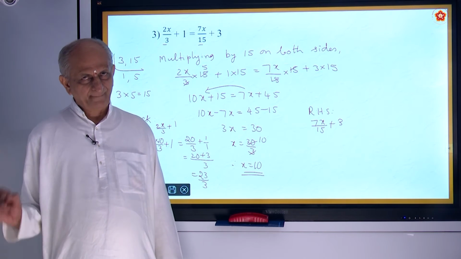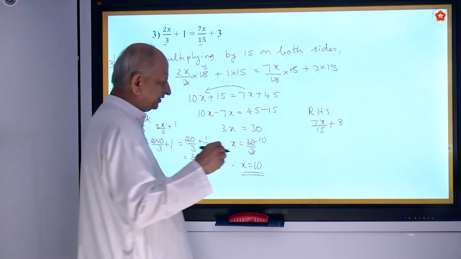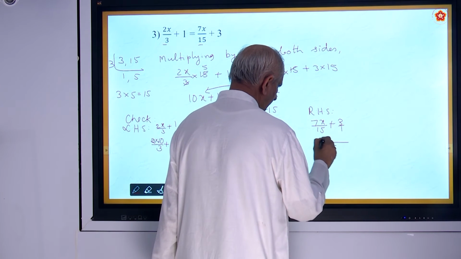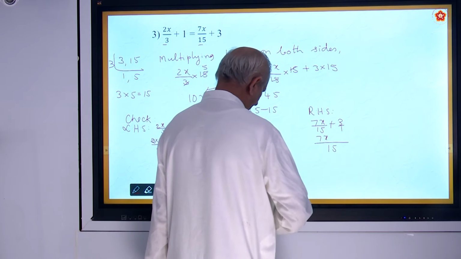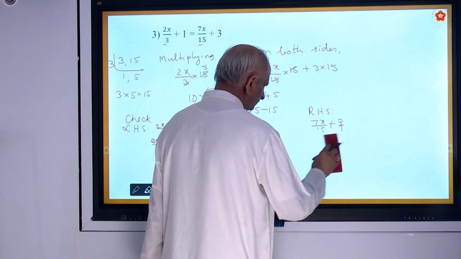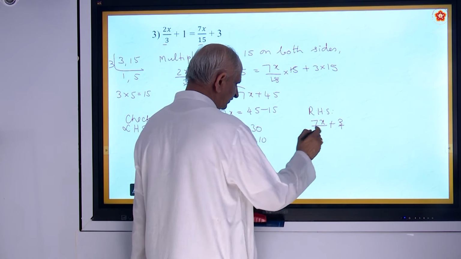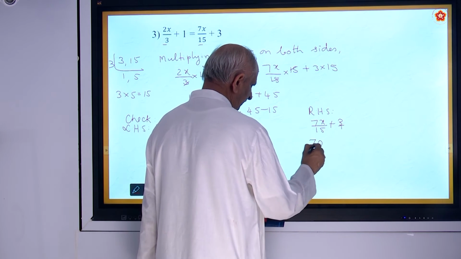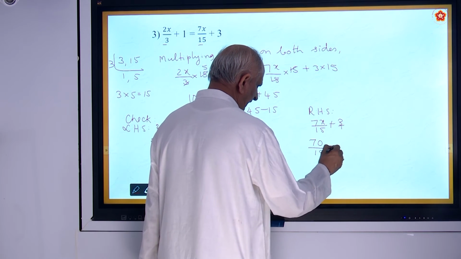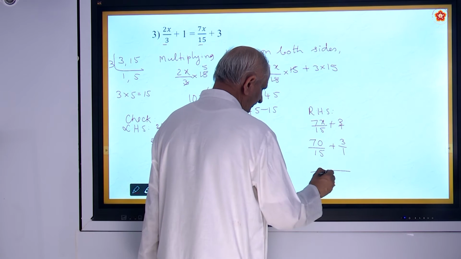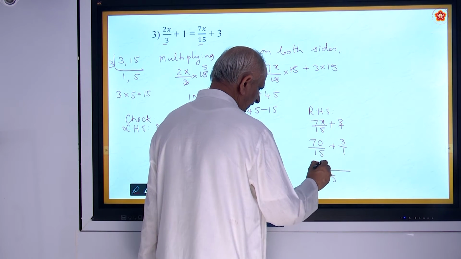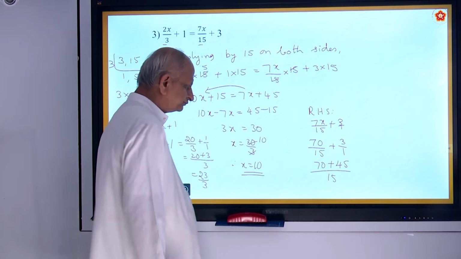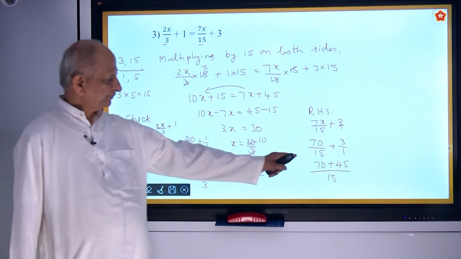It is actually not compulsory, but for our clarification, doing it. So LCM is 15. You have 7x. X means what? The value of x is 10. 7 into 10, 70 by 15 plus 3. LCM is 15. 70 plus 45. How 45? 15 into 3.